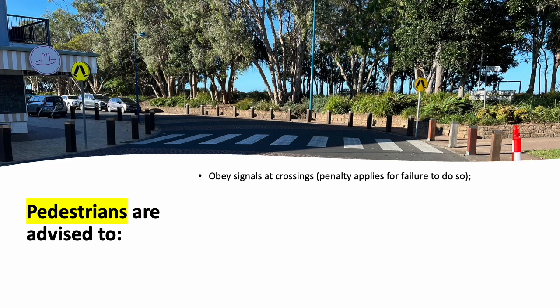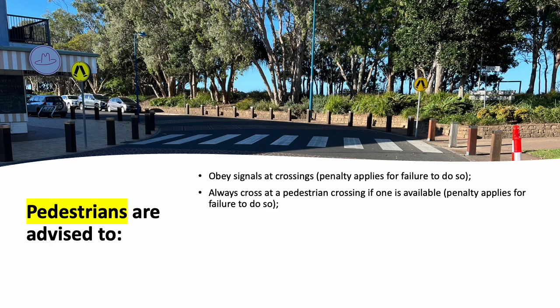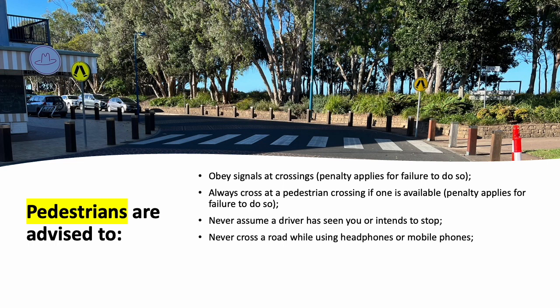Pedestrians are advised to obey signals at crossings. Penalty applies for failure to do so. Always cross at a pedestrian crossing if one is available. Penalty applies for failure to do so. Never assume a driver has seen you or intends to stop. Never cross a road while using headphones or mobile phones. Always hold the hands of children when crossing the road.